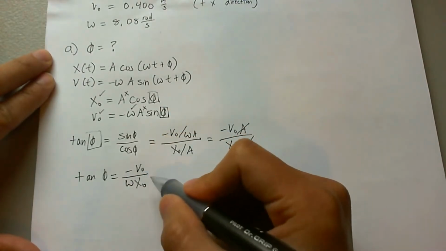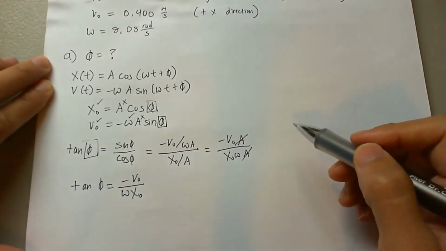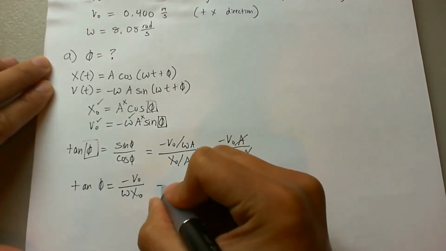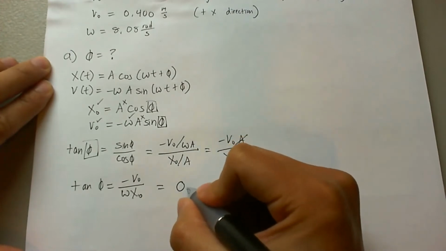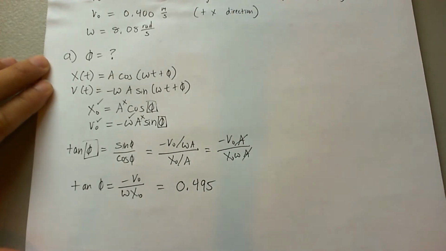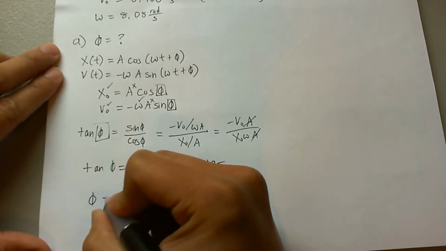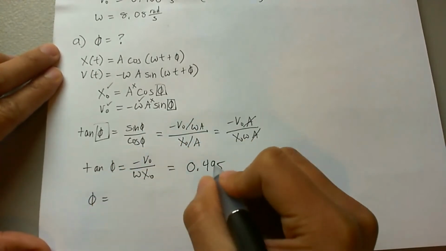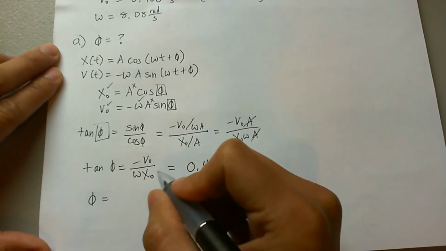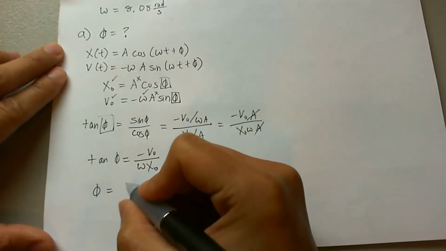Now, if you plug all those values that you got from the initial knowns of the equation into this, we get 0.495 and it's unitless. Okay, so now the next part is to just find phi. And you do that by taking an inverse tangent of this number. This is where it gets a little difficult, so you need to make sure you pay attention here.